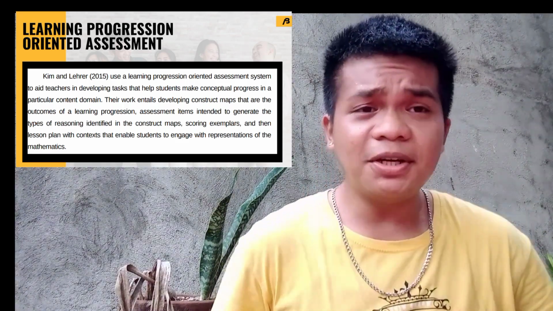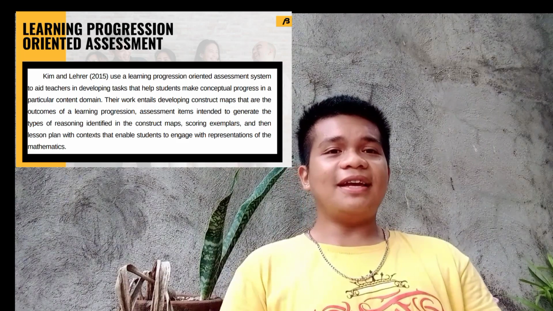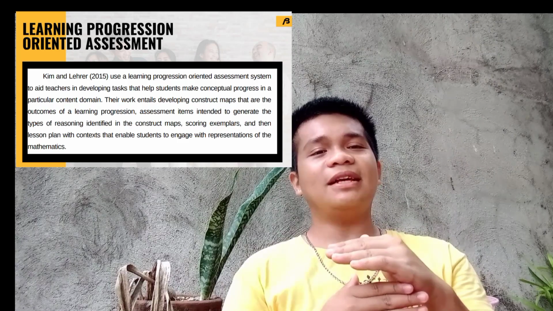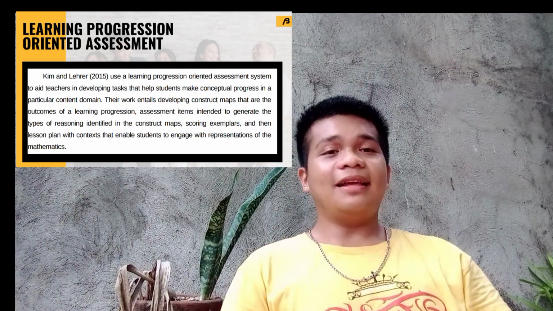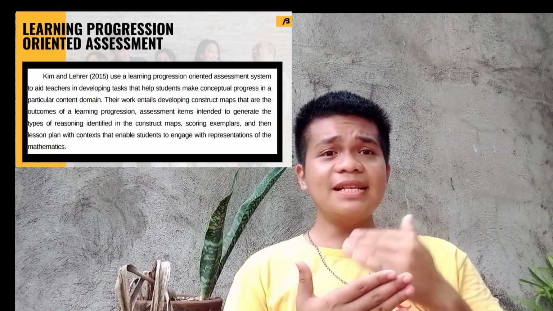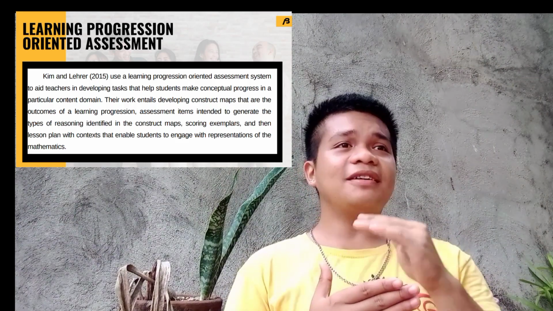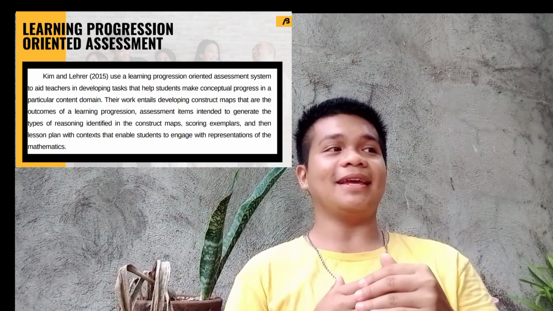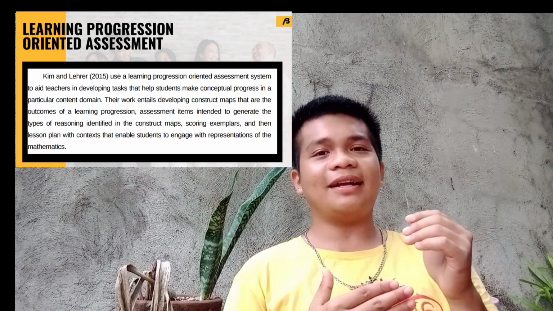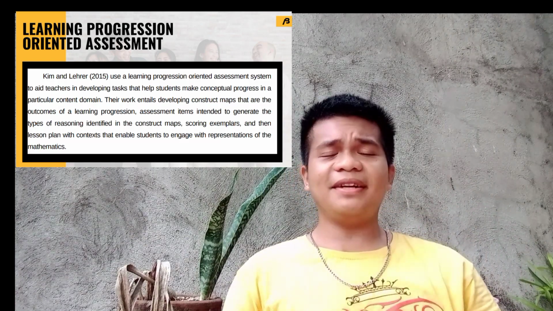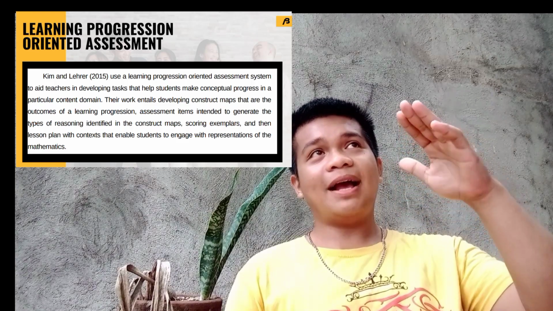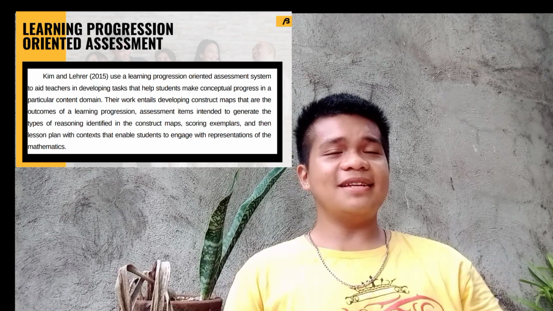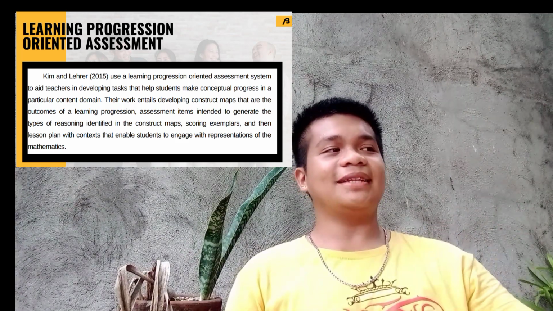So from the term itself, we have the learning progression. There is a specific progression of learning, from the basic level up to the advanced level, and in every skill level or mastery level, there are sets of activities and learning experiences that fit that specific level of mastery. So if it is basic, the activities and learning experiences given to the child should be simple, and they should increase as the level of mastery increases. So that is the essence of learning progression-oriented assessment.